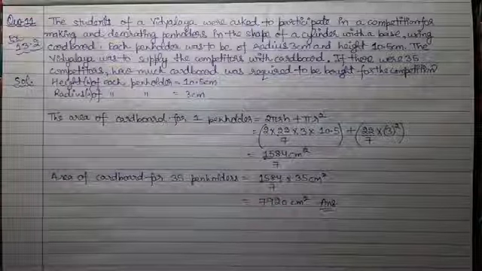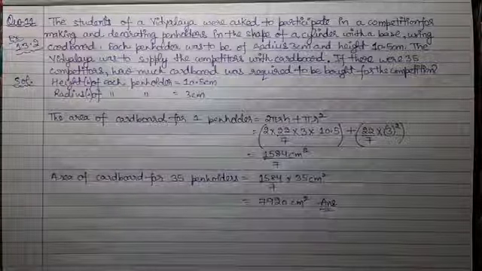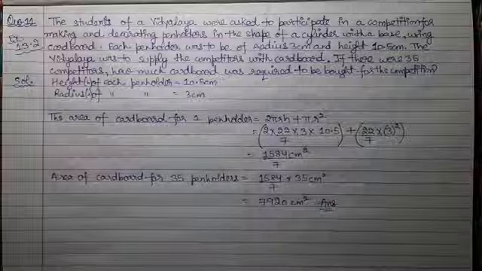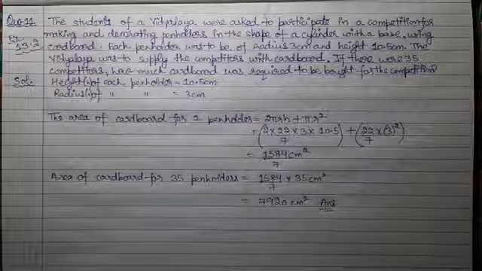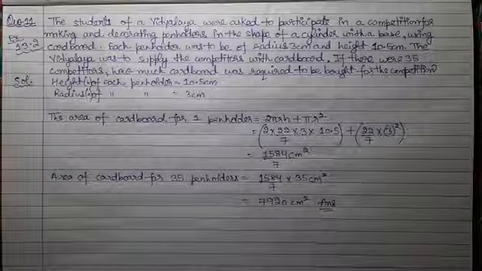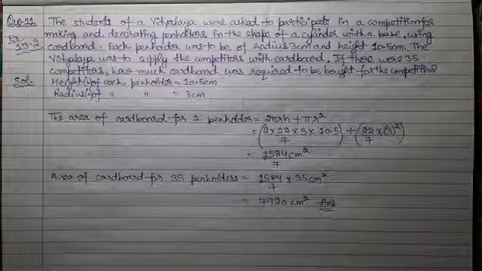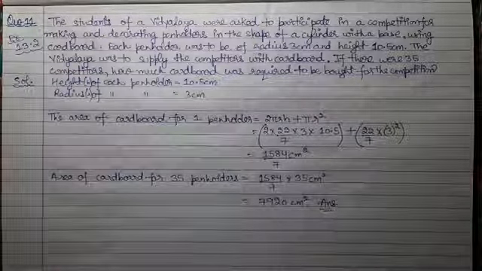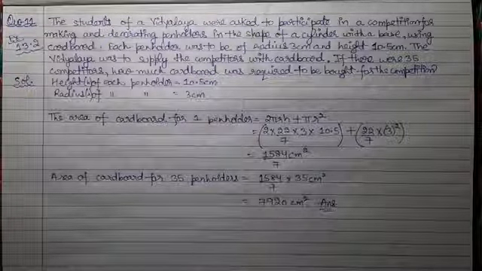Question number 11. The students of a Vidyalaya were asked to participate in a competition for making and decorating pen holders in the shape of a cylinder with a base using cardboard. Each pen holder was to be of radius 3 cm and height 10.5 cm. The Vidyalaya was to supply the competitors with cardboard. If there were 35 competitors, how much cardboard was required to be bought for the competition?